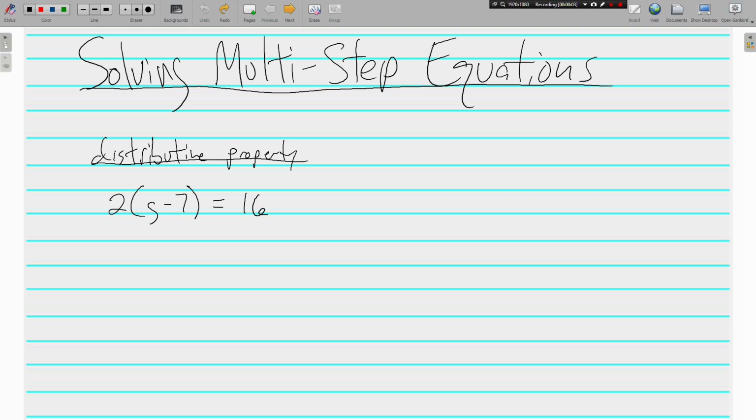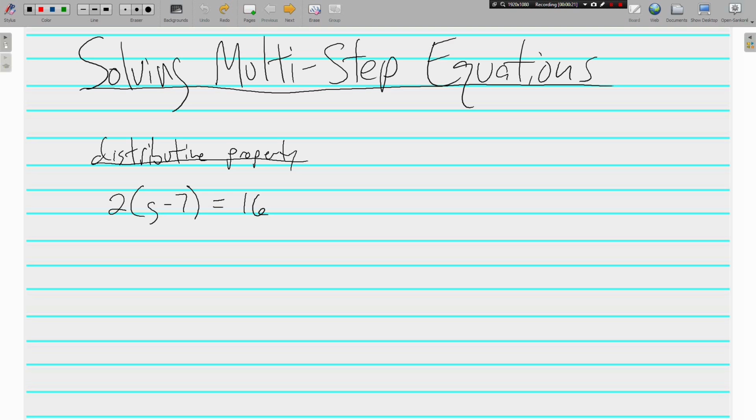We just finished solving two-step equations, and now we're going to bump it up, and we're going to have more steps than two in these equations. Starting out nice and easy, here is an equation where we're going to have to use the distributive property before we can solve it. Alright, we know how to do the distributive property.